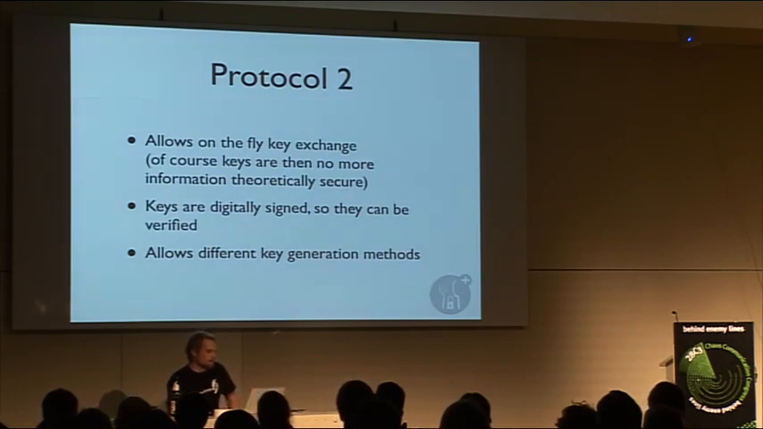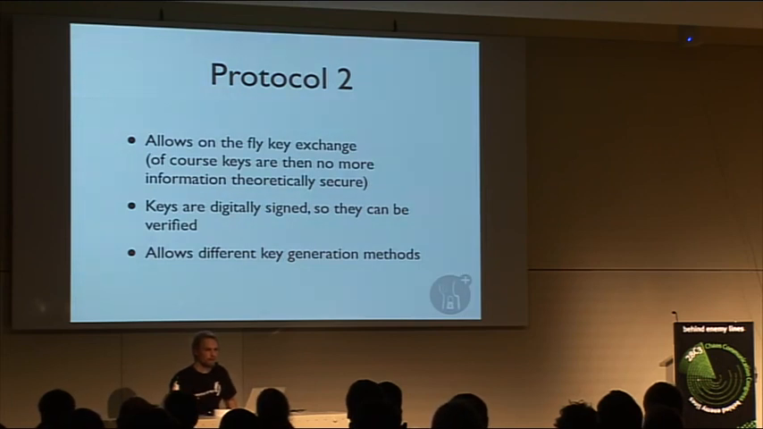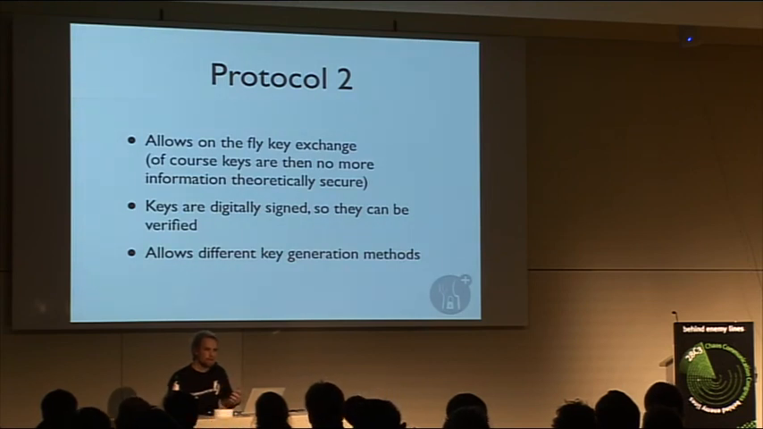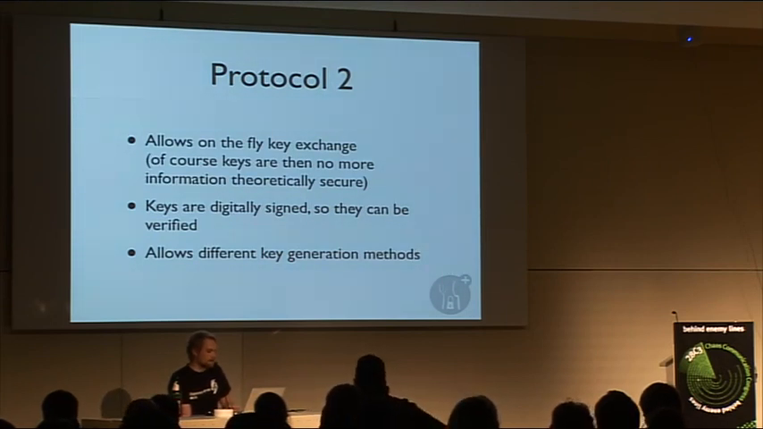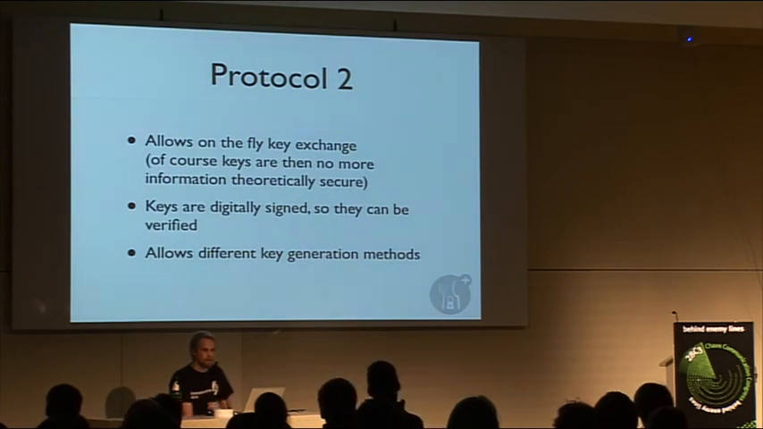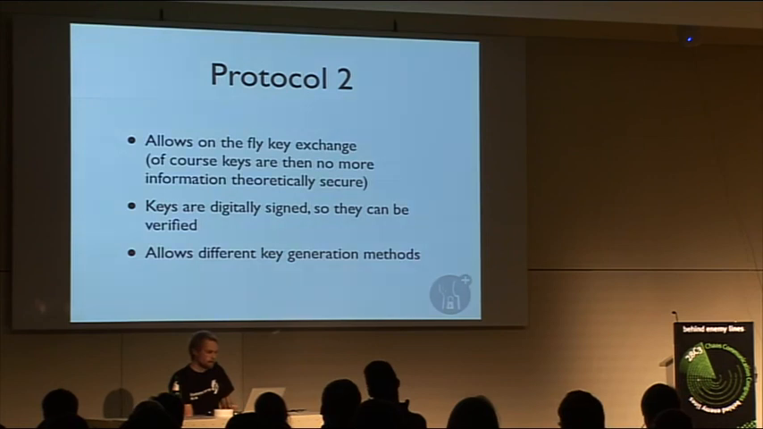Secondly, the protocol allows on-the-fly key exchange. Of course, then the keys are pseudo-random bit streams, and they are digitally signed, so you can verify other participants' identities. So you can consider for yourself other people as trustworthy or not by telling the different signatures apart. And the protocol is open for different key generation methods. So, for example, the 3 of those which I already presented to you.